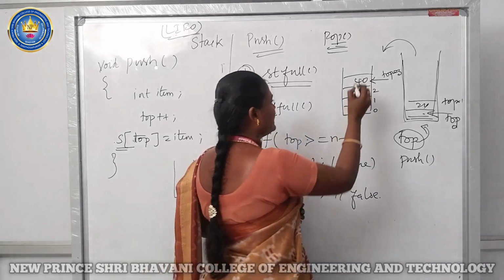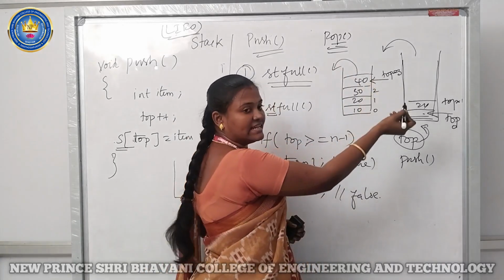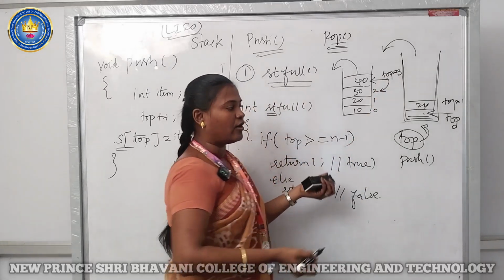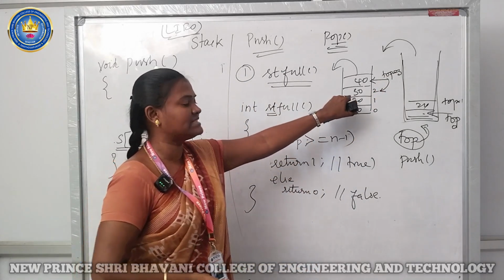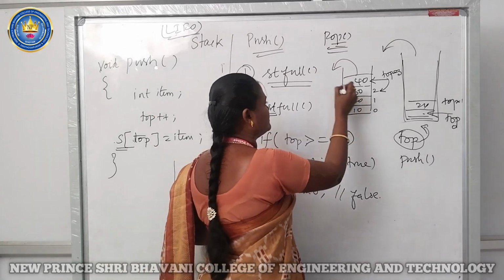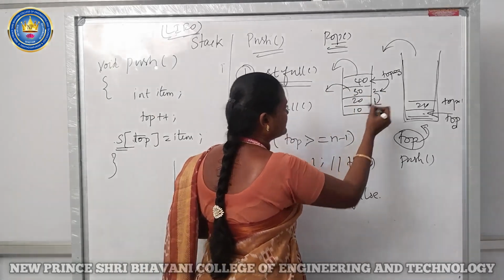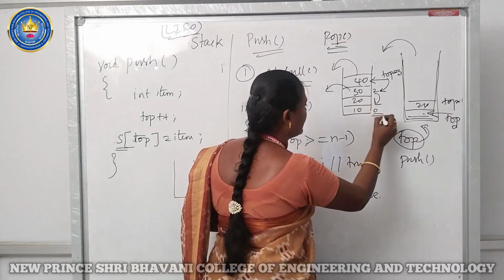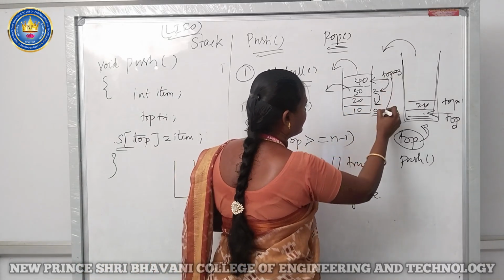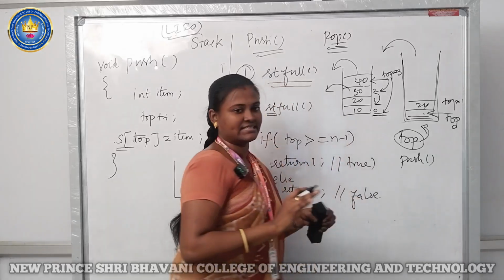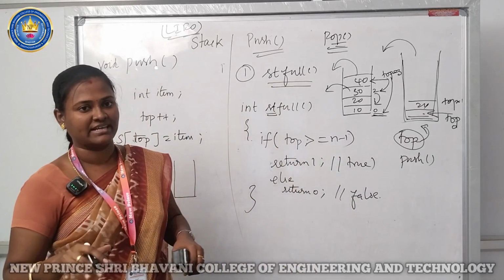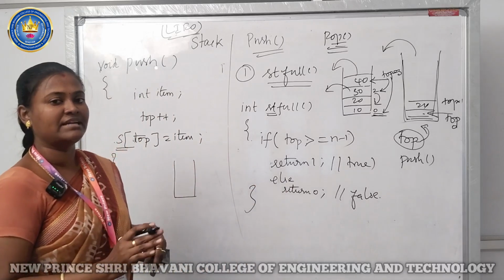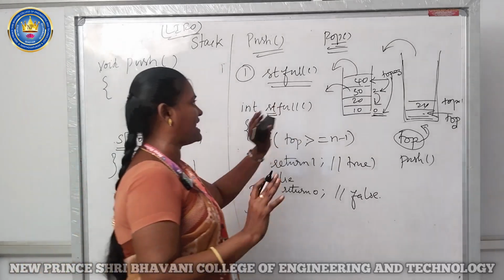So 40 can be popped first, and then we decrement the pointer. Now the top pointer is noted at which element? 30. So again we pop the 30 and decrement the pointer, and so on, so on. How far can we go to reach the minimum value? The top value can reach 0, and then the pop operation will exit because the stack is empty. Suppose the stack is empty, then we cannot delete any elements from the stack.